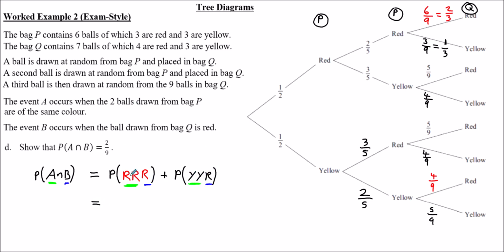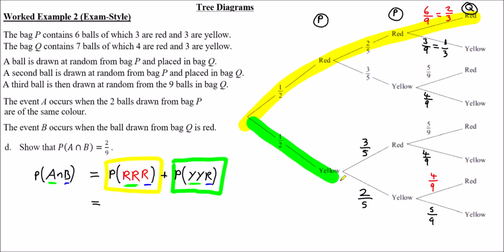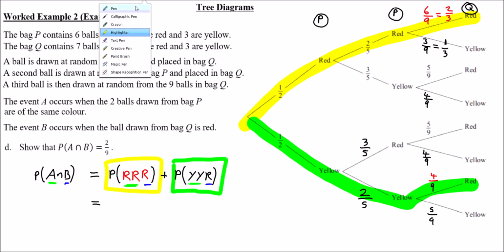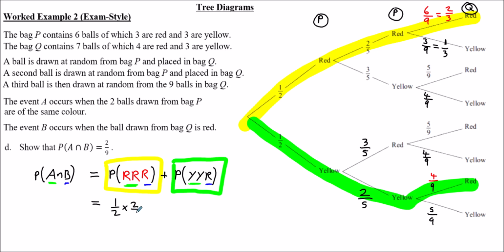So the first scenario, red, red, and then red again, is quite clearly this first route here, which I'm just going to put in the yellow. So that's the first way of happening. Or if we have yellow, yellow, and then red, then that one is this route down here. So if we do this and add them both together, we have a half multiplied by 2/5 multiplied by 2/3, or a half multiplied by 2/5 multiplied by 4/9.